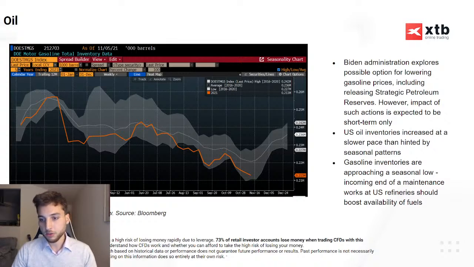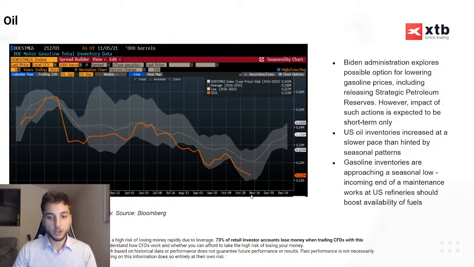U.S. oil inventories increased at a slower pace than hinted by seasonal patterns as well, so we are seeing some supply concerns from that end. And gasoline inventories are approaching a seasonal low, while the incoming end of maintenance works at U.S. refineries should boost availability of fuels. Sometimes what impacts supply is natural events. We've had hurricanes, we've had several events shut down production of oil across the world throughout the pandemic, but really in particular the past few months as well. And that has been leading to some undersupply on that end.